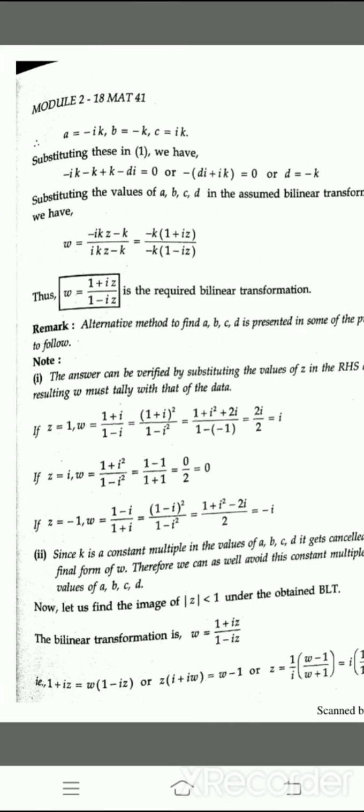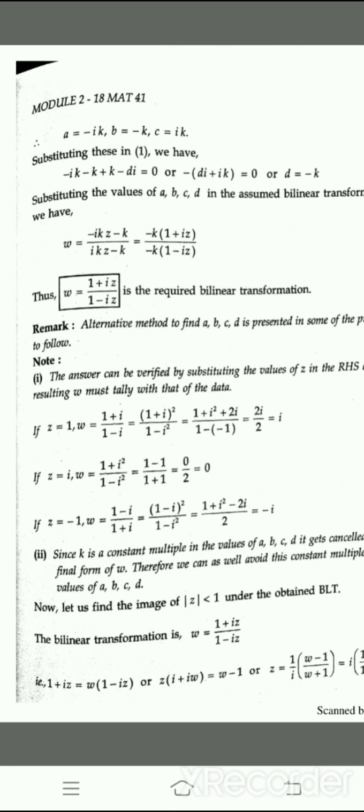So take a: a is equal to minus i into k, then b is equal to minus k and c is equal to ik. Substituting these values in equation number 1: minus ik minus k plus k minus di is 0. So minus of di plus ik is equal to 0, or d is equal to minus k.